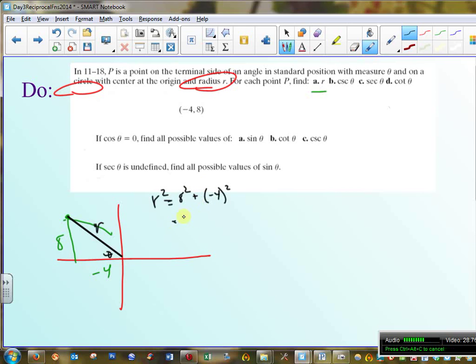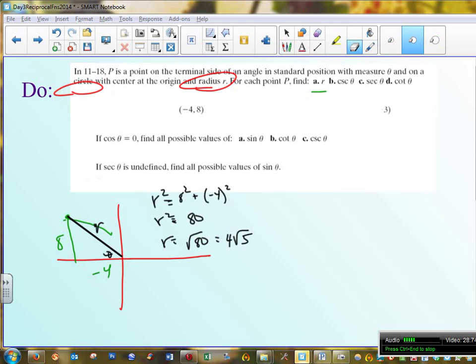It's going to be 64 plus 16, which gives me an 80 for r squared, which means r is equal to the square root of 80. And that's a number we would simplify if we had to provide an answer for that. 20 times 4, 16 times 5. So 4 square root of 5. And now I can label that piece of my triangle.